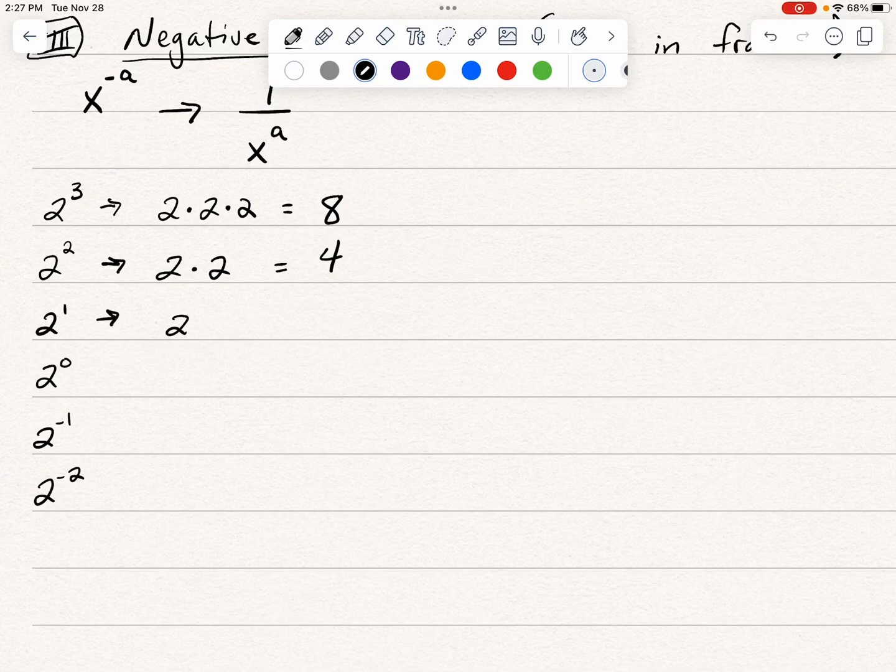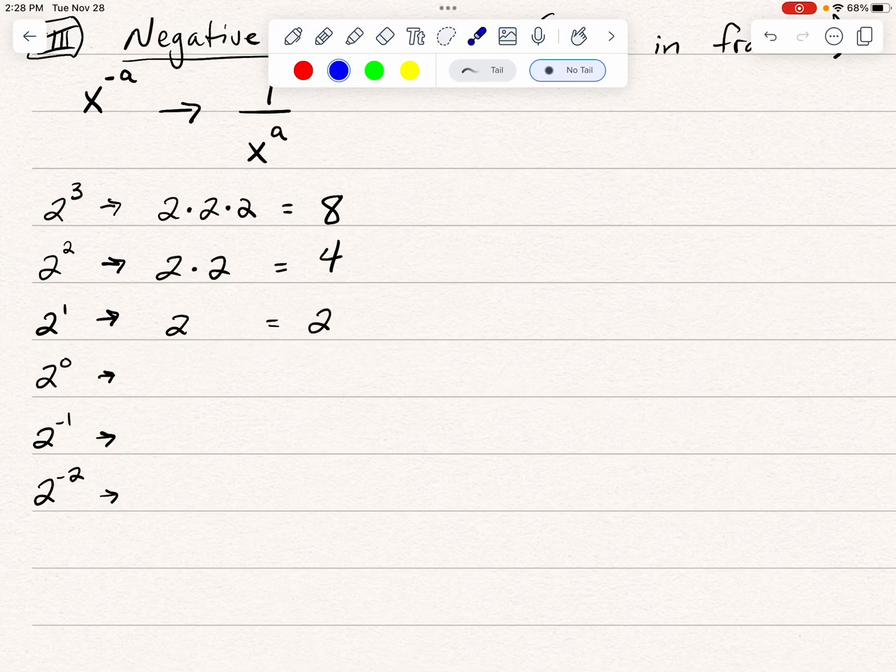2 to the first power is just 2, right? So that's going to give us 2. Okay, and now we have a case we haven't talked about, which is the 0 power, or 0 as an exponent. And we're going to examine this pattern and see what's going on in order to get there.